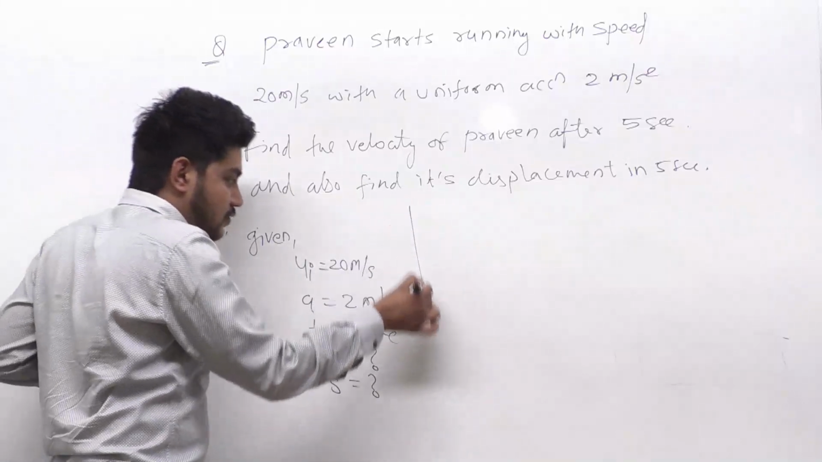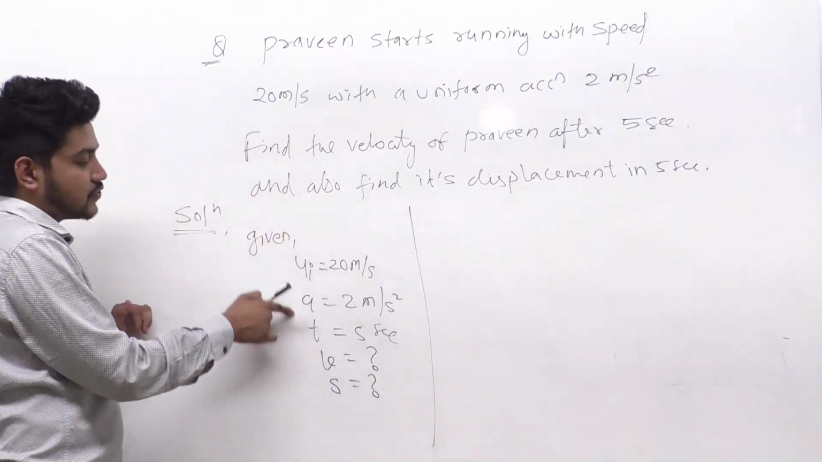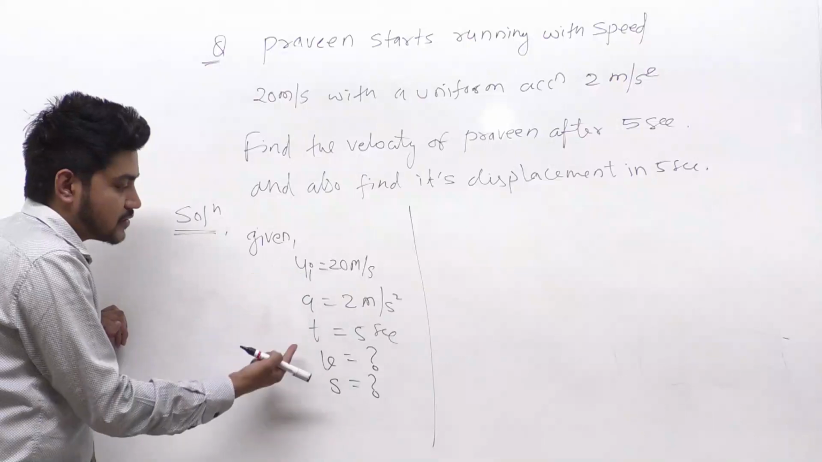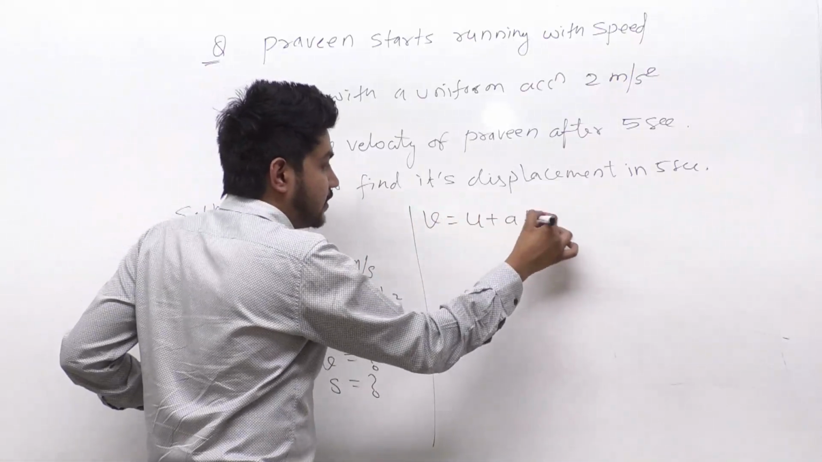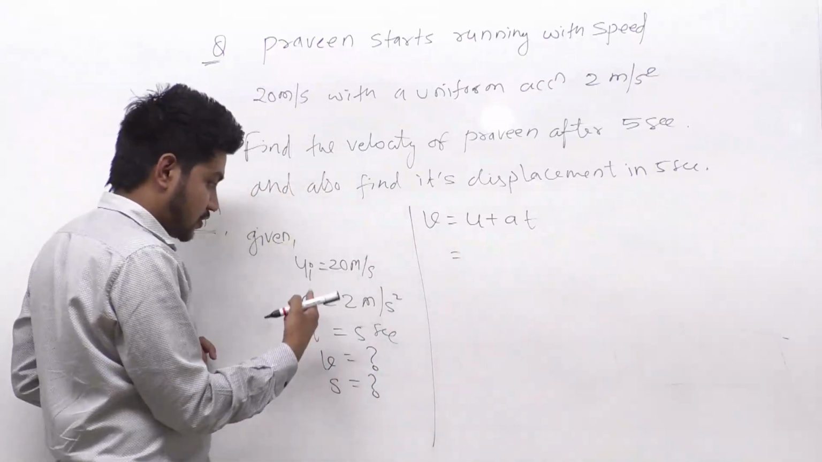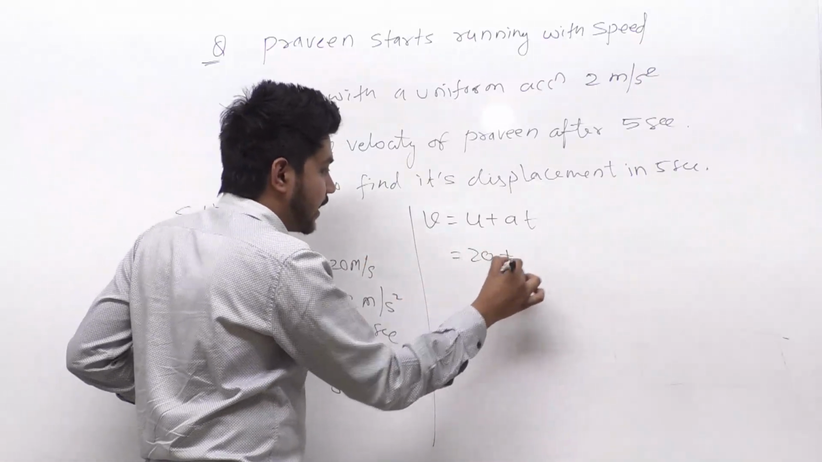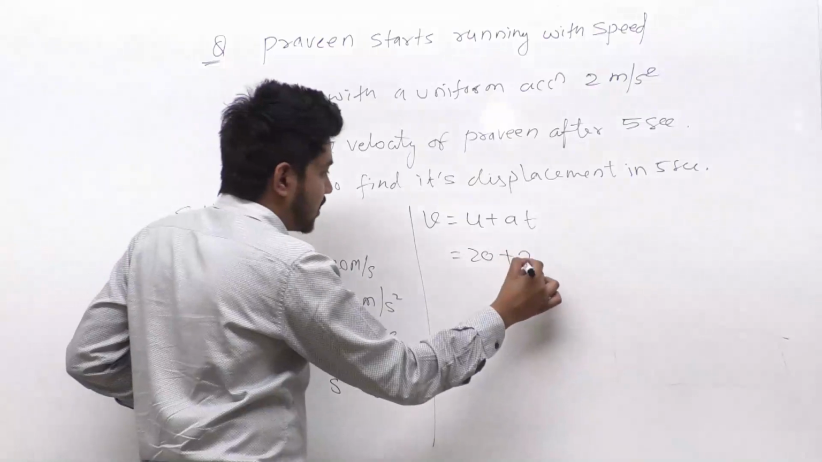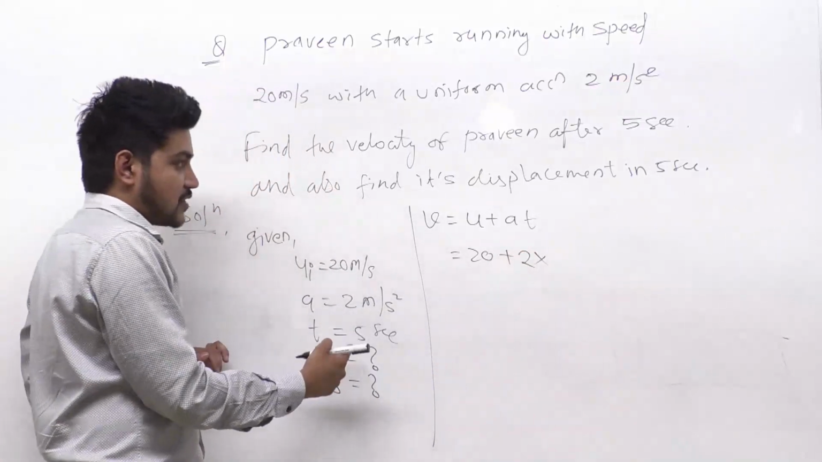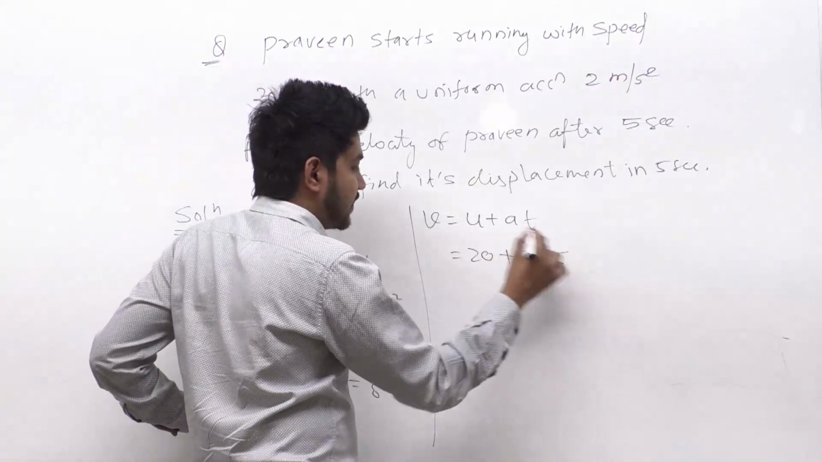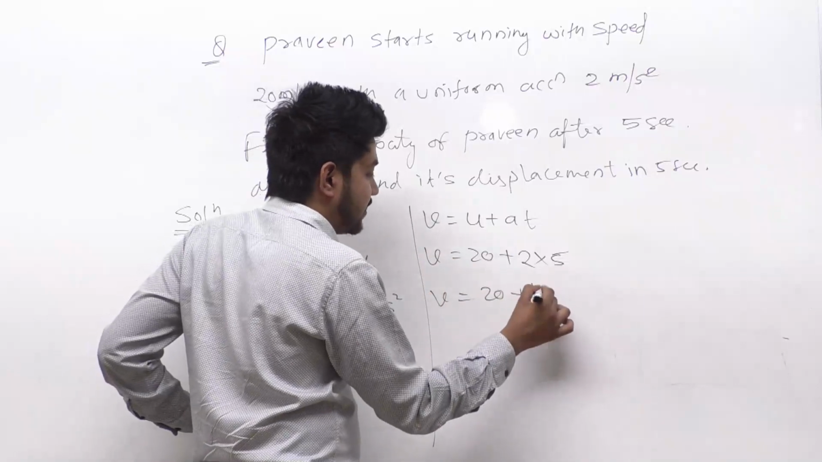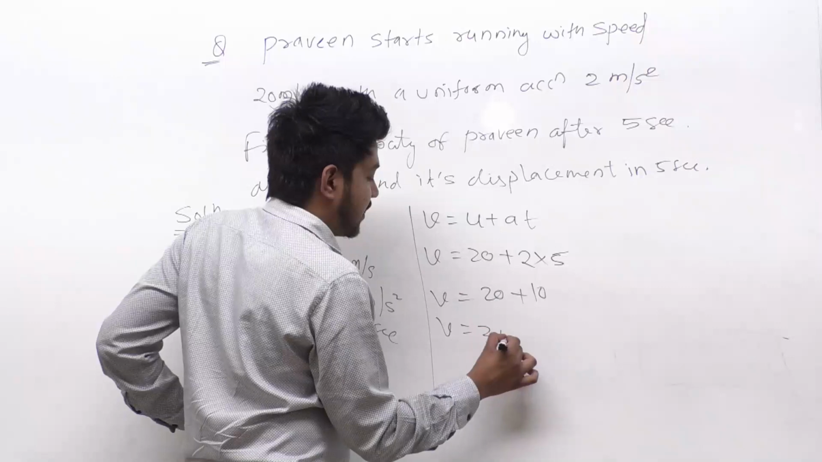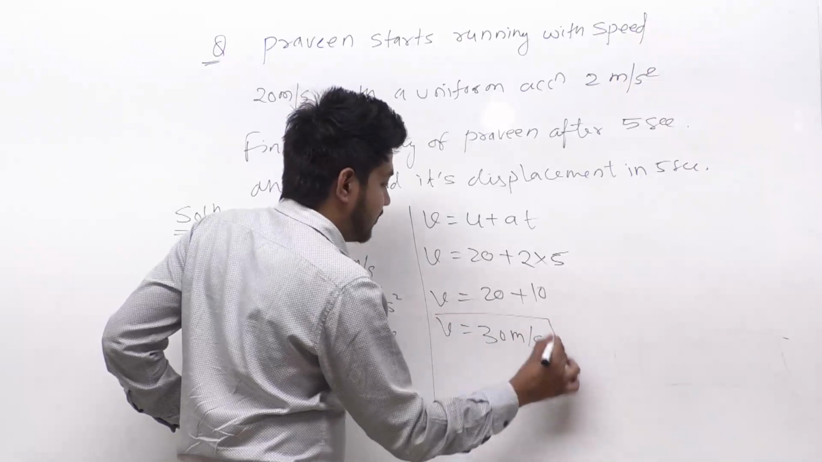For finding velocity, we'll use the equation v is equal to u plus at. Initial velocity is given as 20, plus at. Acceleration is 2 meter per second square, and time is 5 seconds. So the velocity will be 20 plus 10, which is 30 meter per second. So this is the first answer.